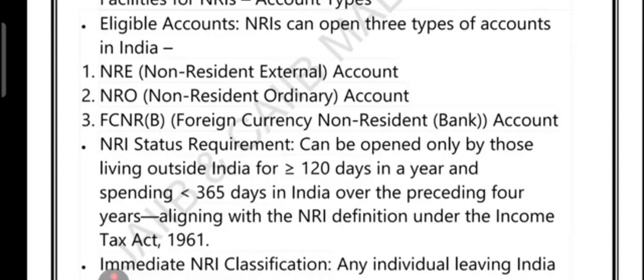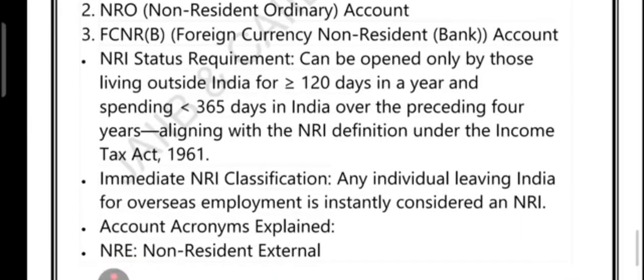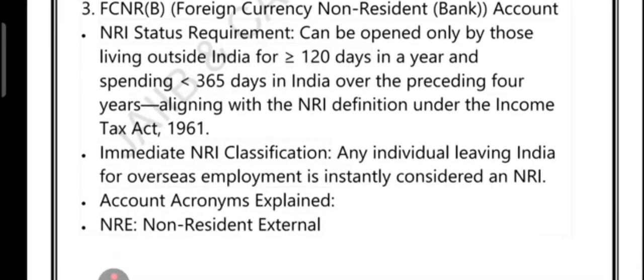in the foreign currency. So you qualify as an NRI if you live outside India for at least 120 days in a year and you have spent less than 365 days in India over the last 4 years. Immediate NRI classification: if you leave India for a job abroad, you are treated as an NRI right away. What about account acronyms? You know it very well. What is the full form of all this?